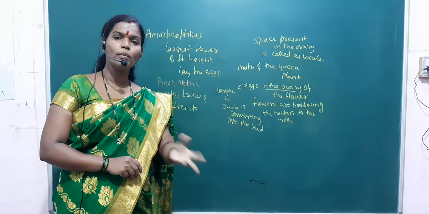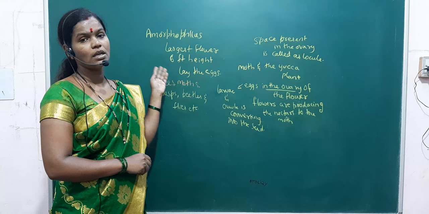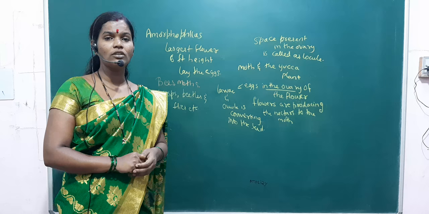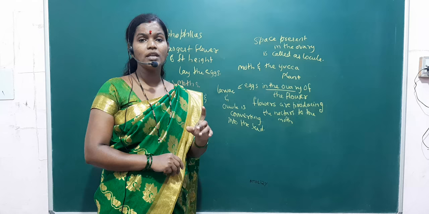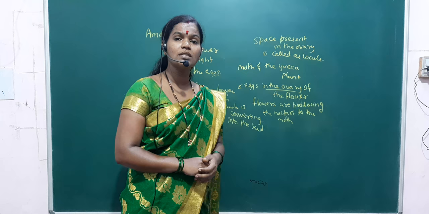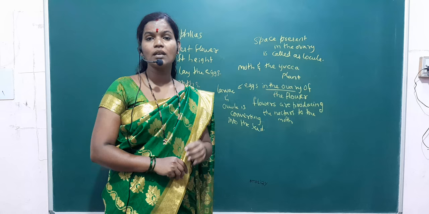And even some of the insects do not complete their life cycle without depending on the plant body. Just as I told you about the moth and the eka plant. So the moth releases the eggs in the locule of the ovary. So what is the meaning of the locule? I have told you in the previous class only. That is the space present in the ovary, called the locule. And here the moth releases the eggs in them.